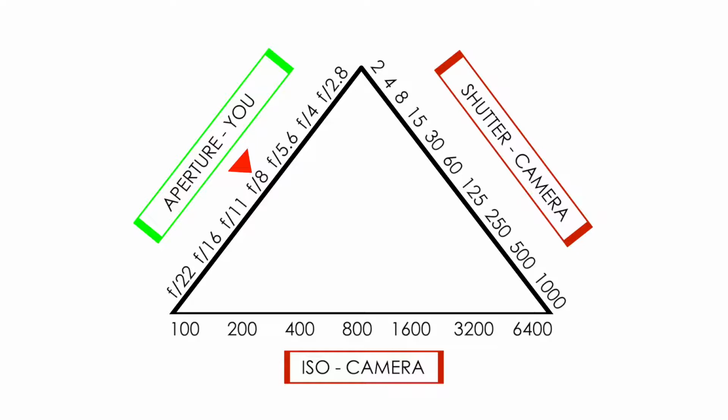Or if you prefer to be in manual ISO, you're going to control the aperture and the ISO, and then the camera is going to do whatever it needs to do with the shutter speed to give you the exposure that you set with that exposure compensation dial.